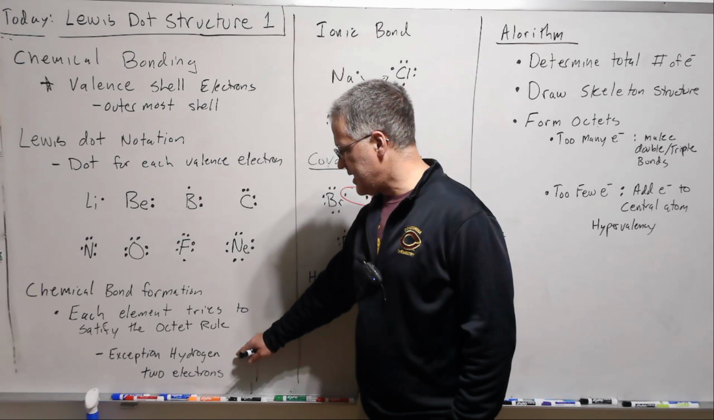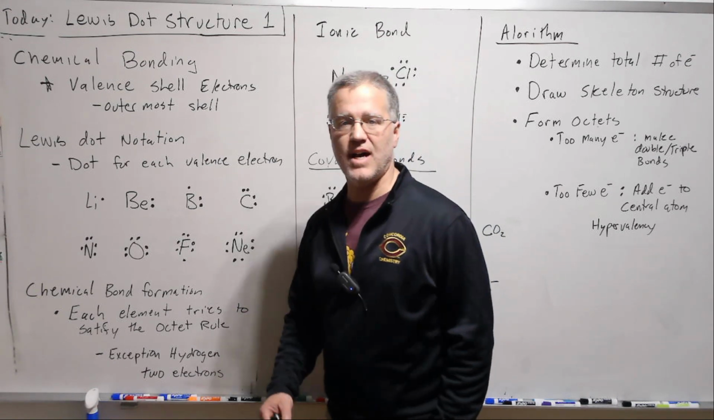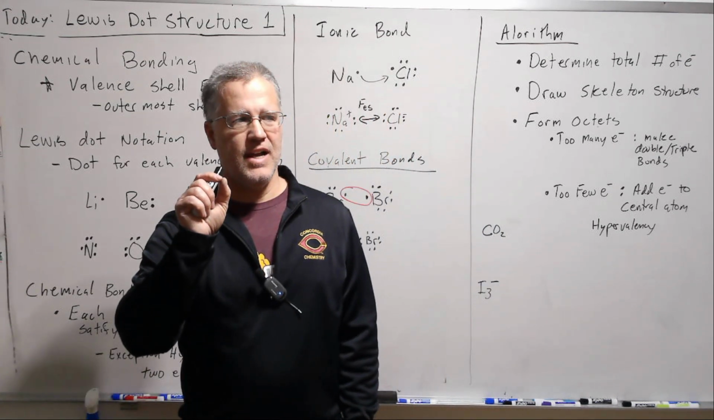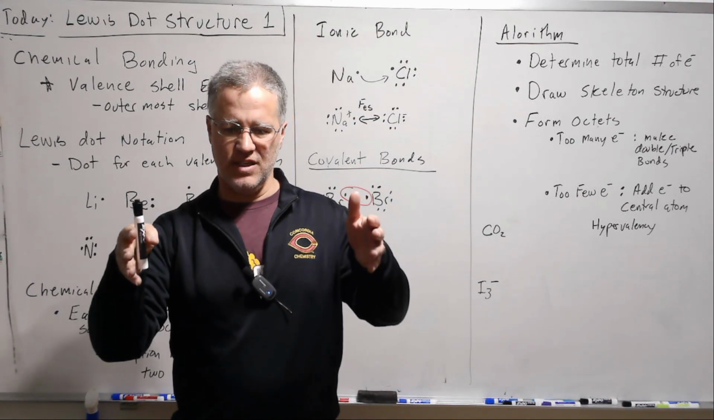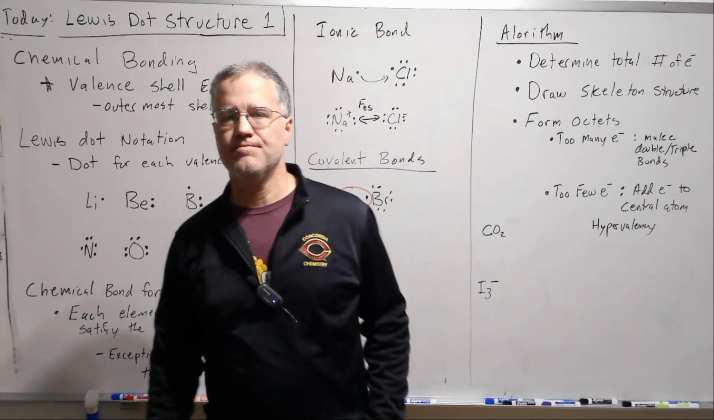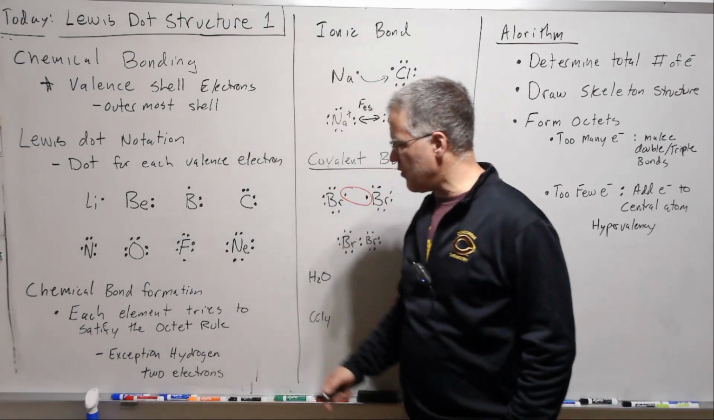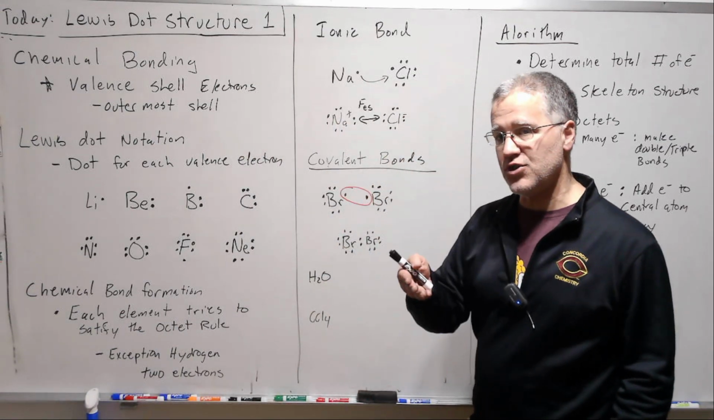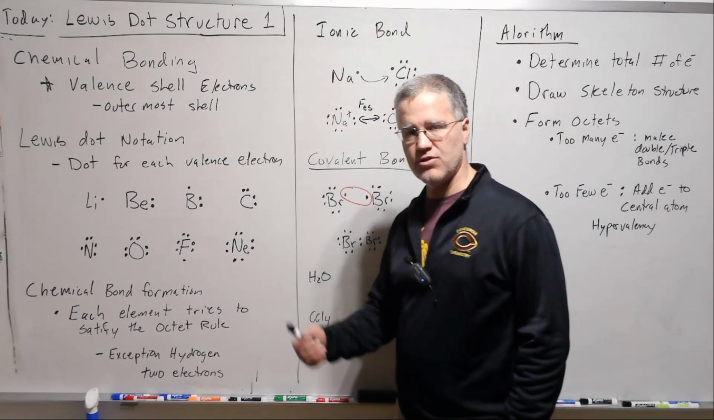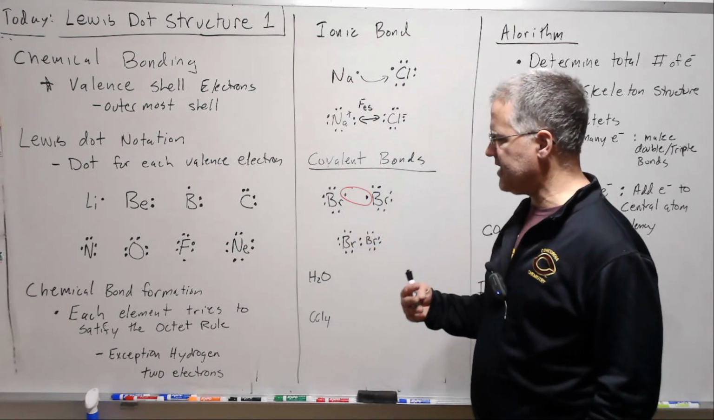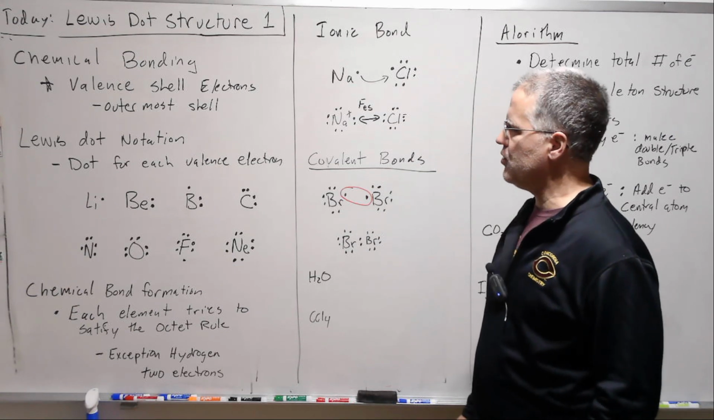And the exception there is hydrogen. The octet for hydrogen is 2, because it tries to get the Lewis dot structure around it equal to its closest noble gas, which is helium, and 2 electrons. For everything else, their closest noble gas is 8, and that's the basis of this octet rule.